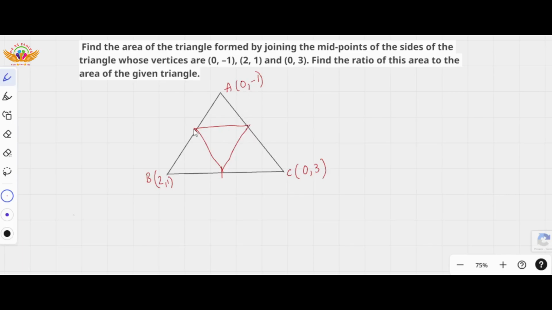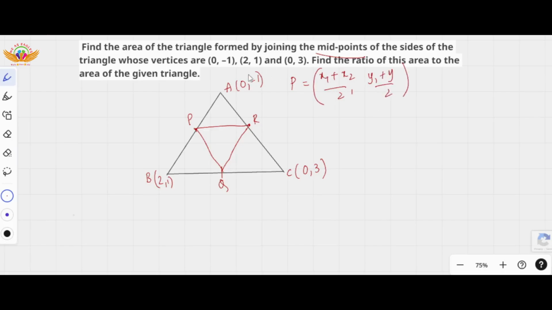I think we know the midpoint formula, right? They're saying exactly midpoint. First of all, find the point P, which is the midpoint of AB. Then we will find the point Q, which is the midpoint of BC. And then I will find the point R, which is the midpoint of AC. So P will be equal to x1 plus x2 by 2, comma y1 plus y2 by 2. This is the formula, right?